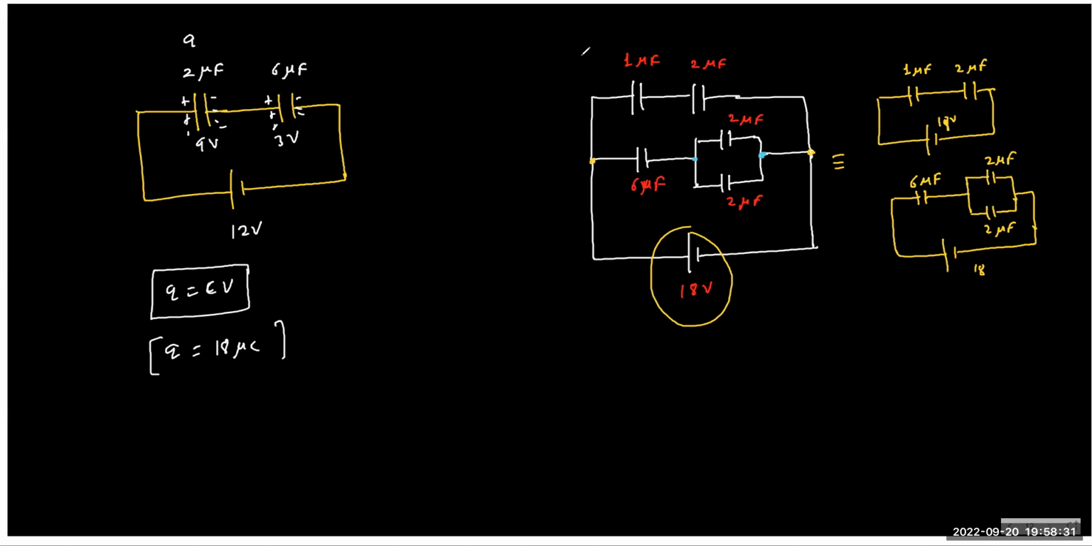What was the ratio of voltage? 6 by 10. So 6 by 10 into 18. 6 times 18 gives 54 by 5. Final answer, 54 by 5. Okay. So what is 6 into 18?